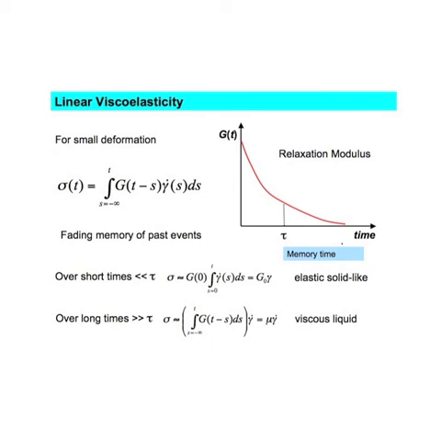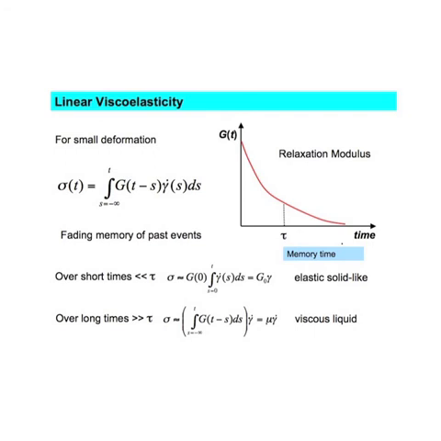And so there's a certain characteristic time over which the fluid forgets. So a viscous fluid is going to be something which forgets immediately, and an elastic solid is something that always remembers what happened to it because it knows to go back to its original shape. So these materials lie somewhere in between.